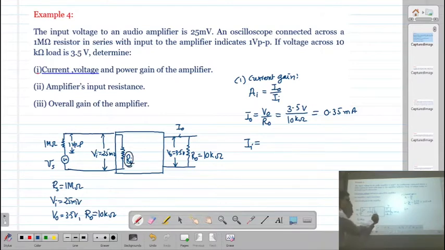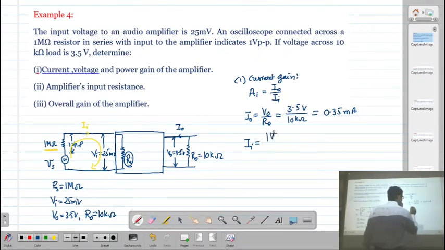The value of the input resistance is not given, so you cannot calculate the input current directly. But I can calculate the input current in a different way. This input current is passing through this 1 mega ohm resistance, and when it is passing, it produces a voltage drop of 1 volt peak to peak. So from that we can calculate the input current.